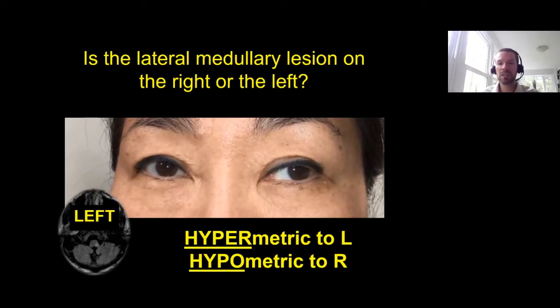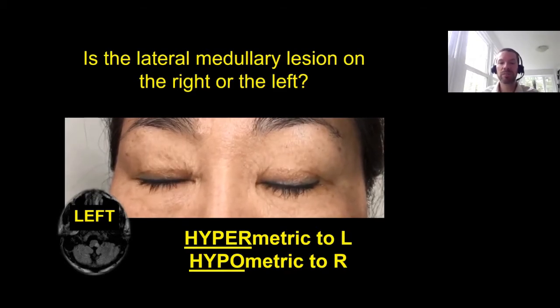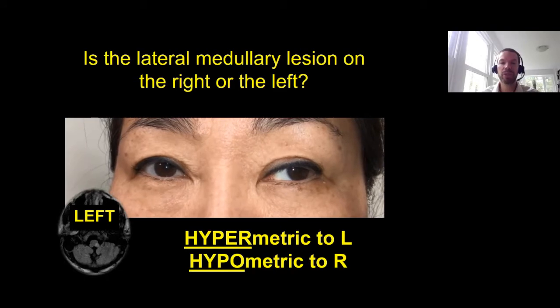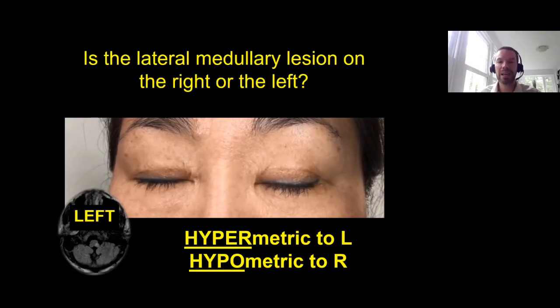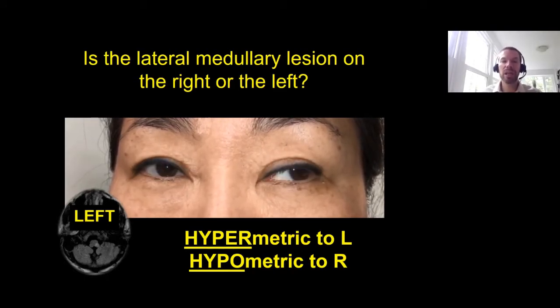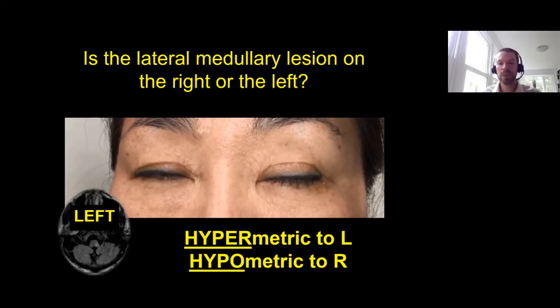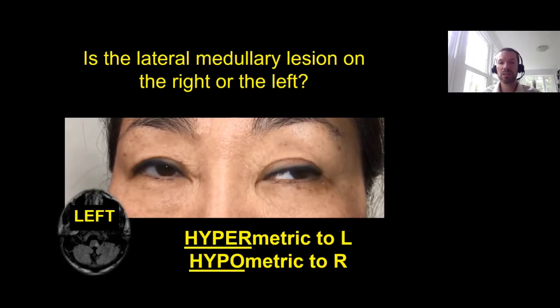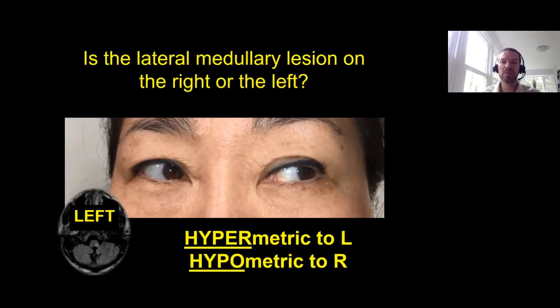And again, toward the same side where there's the hypermetria, you're also going to see the ocular lateral repulsion to the left. And again, behind closed lids, the eyes drift to the left, and when they open, the eyes have to come back to center to find the target.